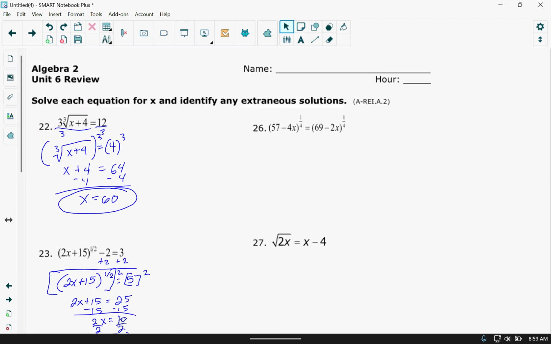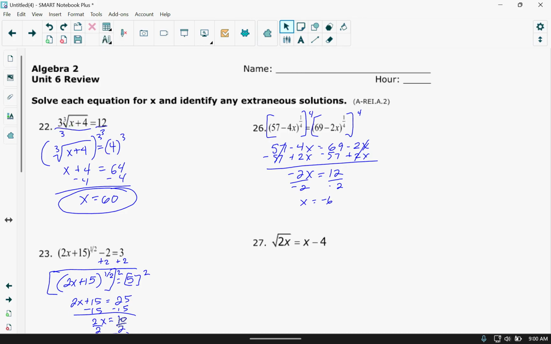Okay, number 26 is very similar, except it's to the 1/4 power, so that means we have to raise it to the 4th power. The reciprocal of 1/4 is 4/1, but 4/1 is the same as just 4. So I'll have 57 minus 4x is equal to 69 minus 2x. So I'm going to add 2x to get all of my x's to the left. And I'm going to subtract 57 to get all of my numbers without x to the right. So I have negative 2x is equal to 69 minus 57, which is 12. Then I just divide by negative 2. So I get x equals negative 6.